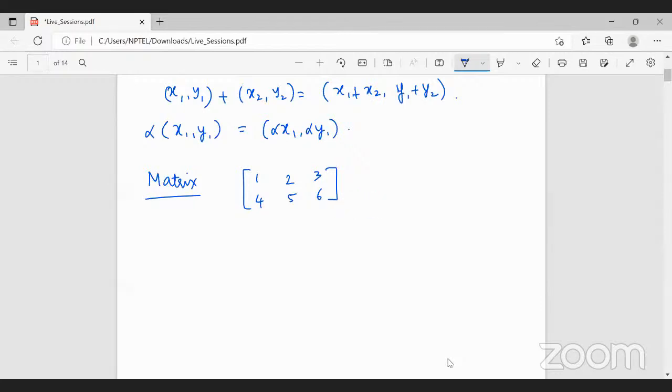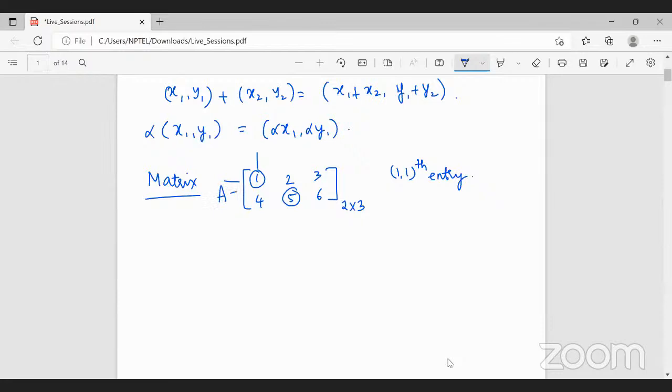So if it is of m cross n, then it has m rows and n columns. This matrix has 2 rows and 3 columns, so the order of this matrix is 2 cross 3, a 2 by 3 matrix. The first entry, because it comes in the first row and the first column, is the 1-1th entry. Like that, the position of the entries of the matrix depends on which row and which column they occur in. That's how we denote the entries.